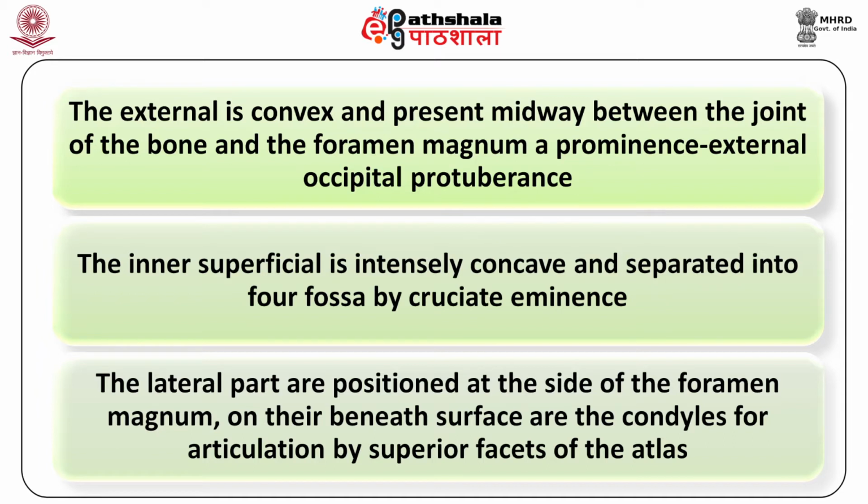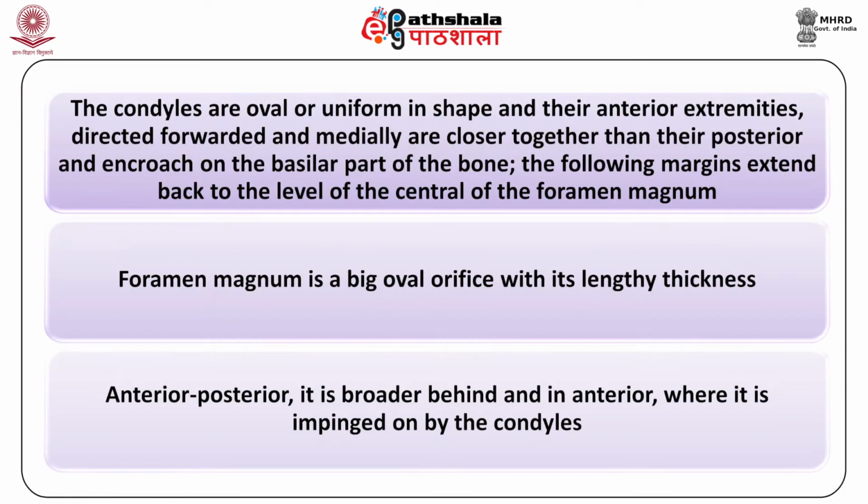The inner surface is concave and separated into 4 fossae by the cruciate eminence. The lateral parts are positioned at the side of the foramen magnum. On their underside are the condyles for articulation with the superior facets of the atlas, the first cervical vertebra. The condyles are oval in shape and their anterior extremities are directed forwards and medially, closer together than their posterior ends, and encroach on the basilar part of the bone.